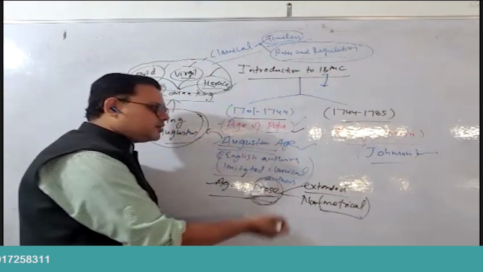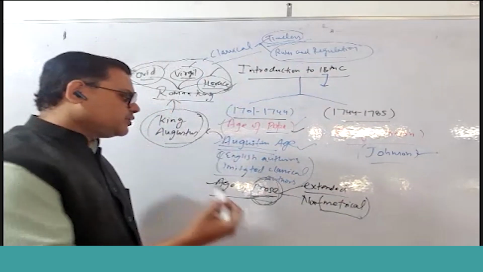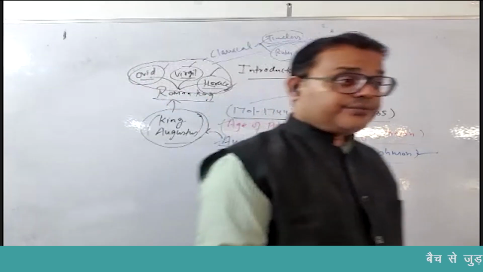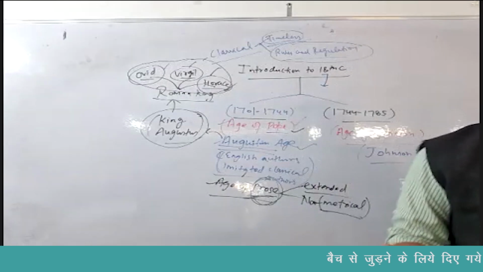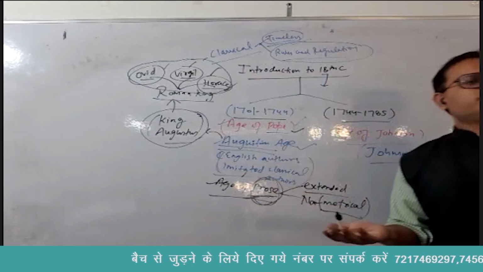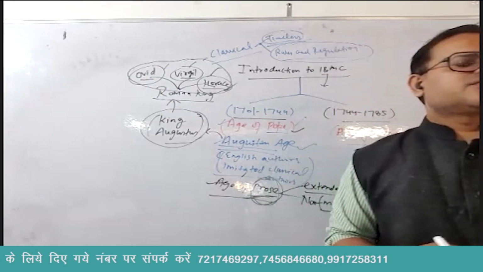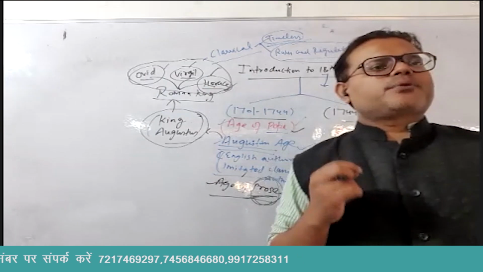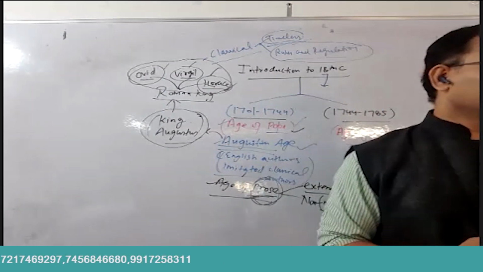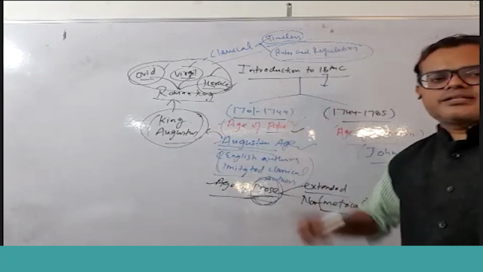So this is the age of prose, we say. Prose actually means non-fiction and fiction. So this was the age of essays. The two great essayists of English literature were forming their base here, and they were Addison and Steele. They were called the prose reformers of the 18th century. The foundation was laid in the earlier age by Dryden.